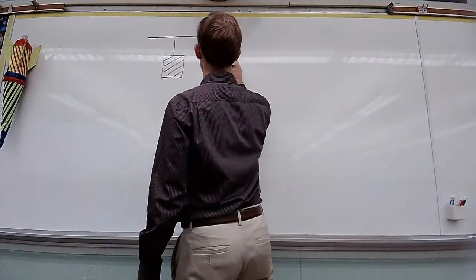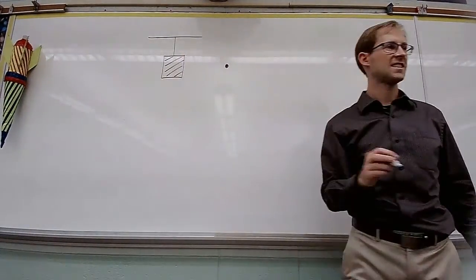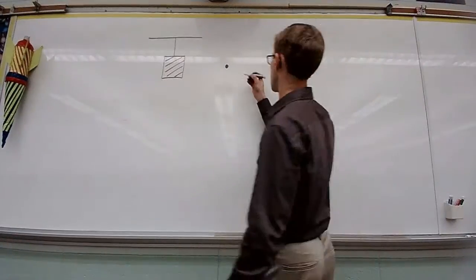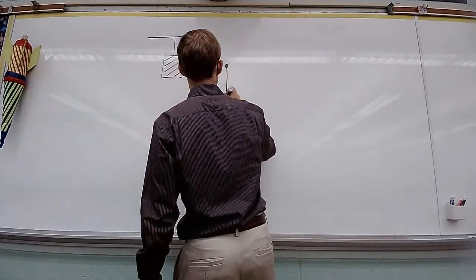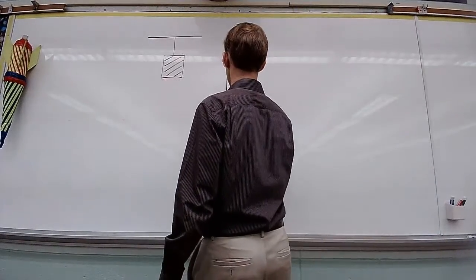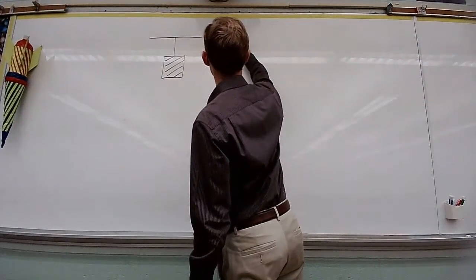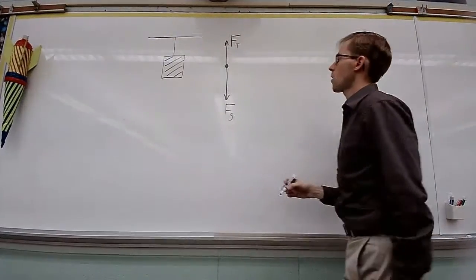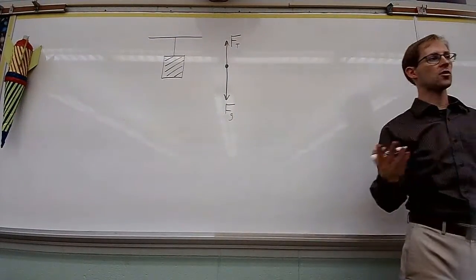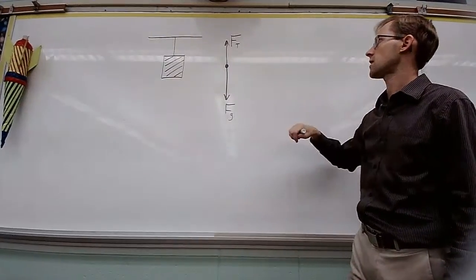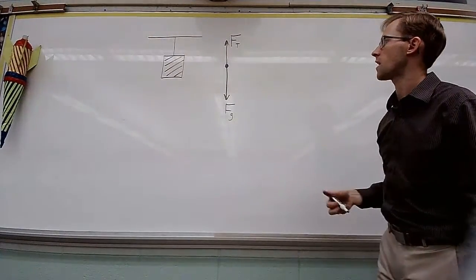What's one force acting on this box that's attached to a string? Gravity and tension, absolutely. Gravity's going down. Tension is going up. There is no normal force here because it's not on the ground. So we've just got this string holding it up, and that's it. So tension force up, gravity down.